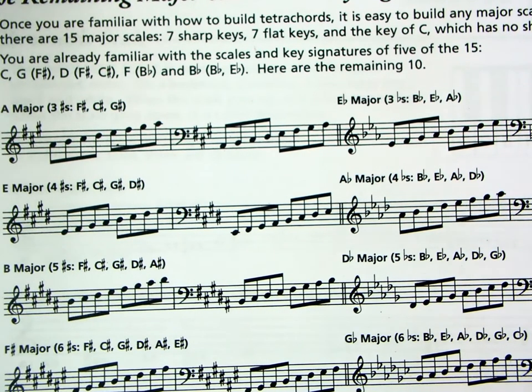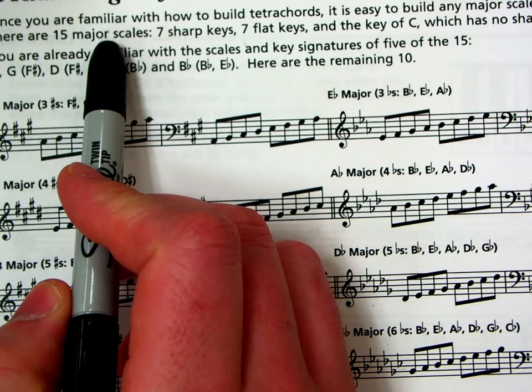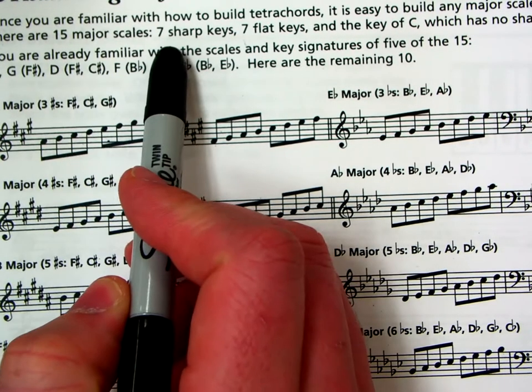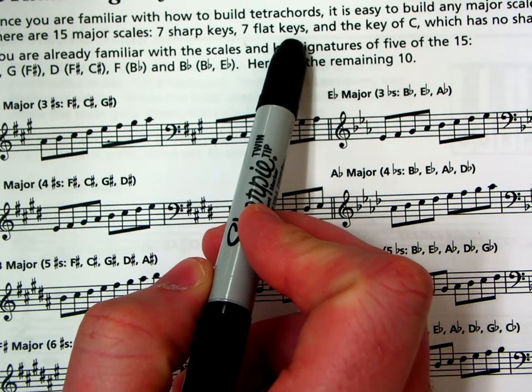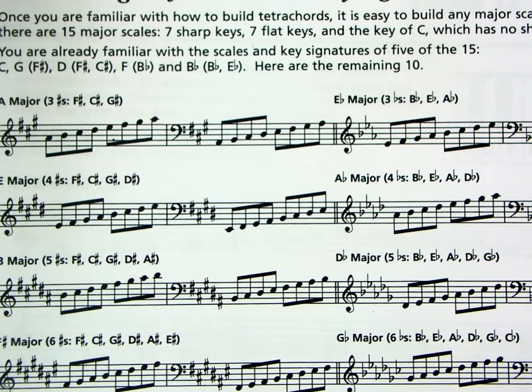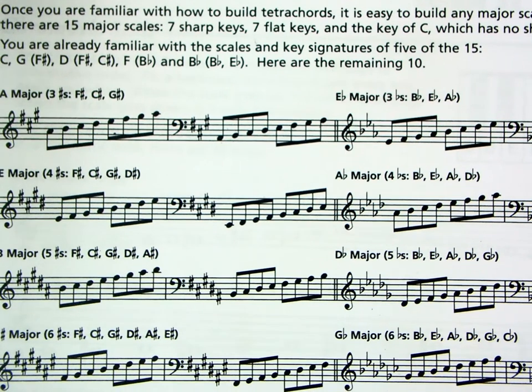So altogether, if you read here at the top, there are 15 major scales. There are 7 sharp keys, you know 2 of them. There are 7 flat keys, you know 2 of them, and the key of C, which has no sharps and no flats. So you always have to remember that. The key of C has no sharps, no flats. Starts on the note C, ends on the note C, and everything is natural in between.